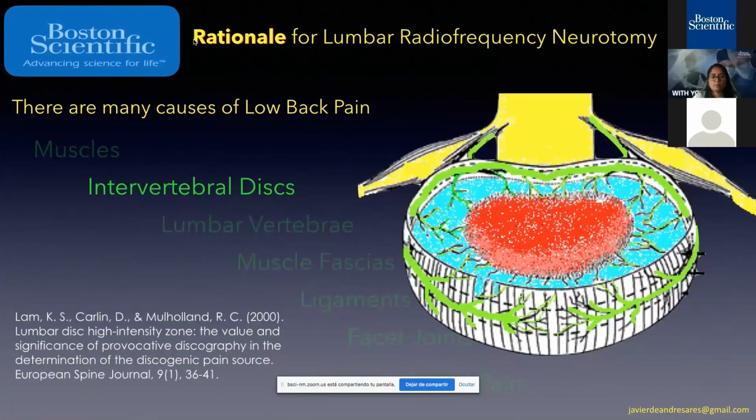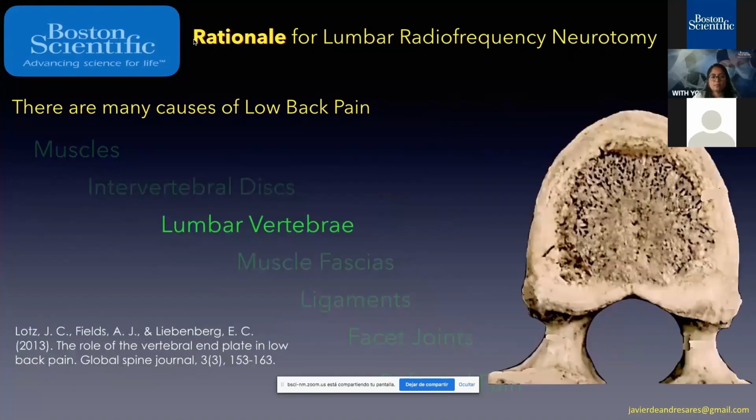Intervertebral discs are also a source of low back pain. We know the innervation of the intervertebral disc: it is richly innervated in the outer part, the annulus fibrosus, and the nucleus pulposus is not so richly innervated. And the innervation comes mainly from the autonomic system, the sympathetic system.